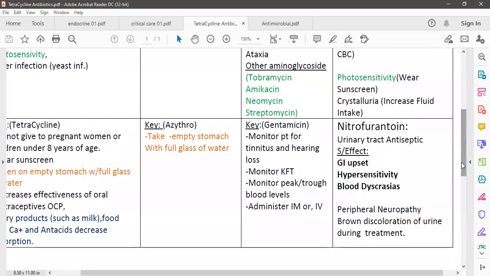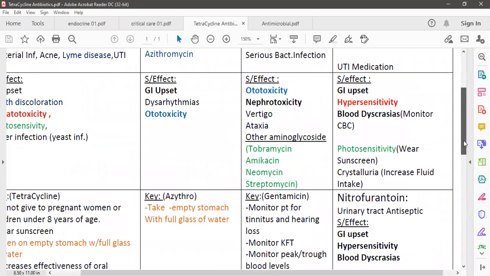So what else? Nitrofurantoin can cause peripheral neuropathy or brown discoloration of urine, and should be avoided during pregnancy. So if you educate your patient, they will be informed beforehand. So right, we can educate our patient about these groups of drugs.